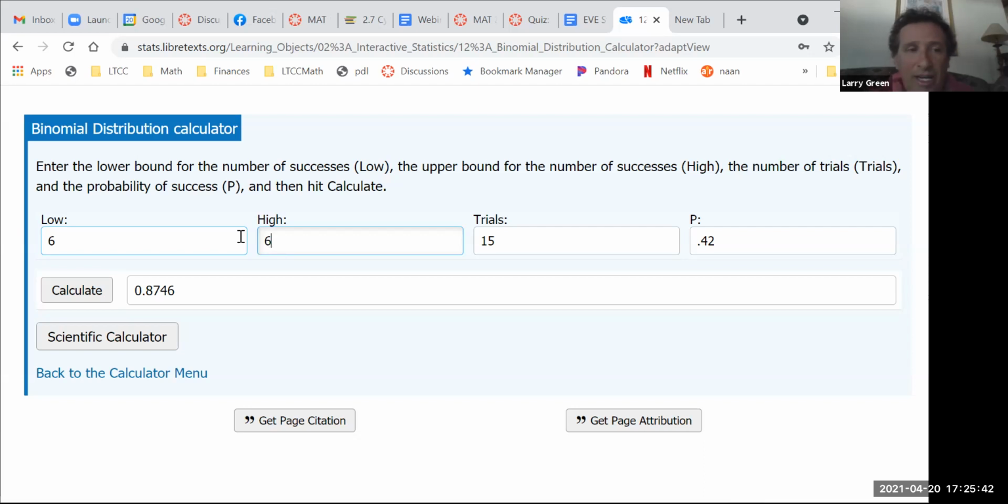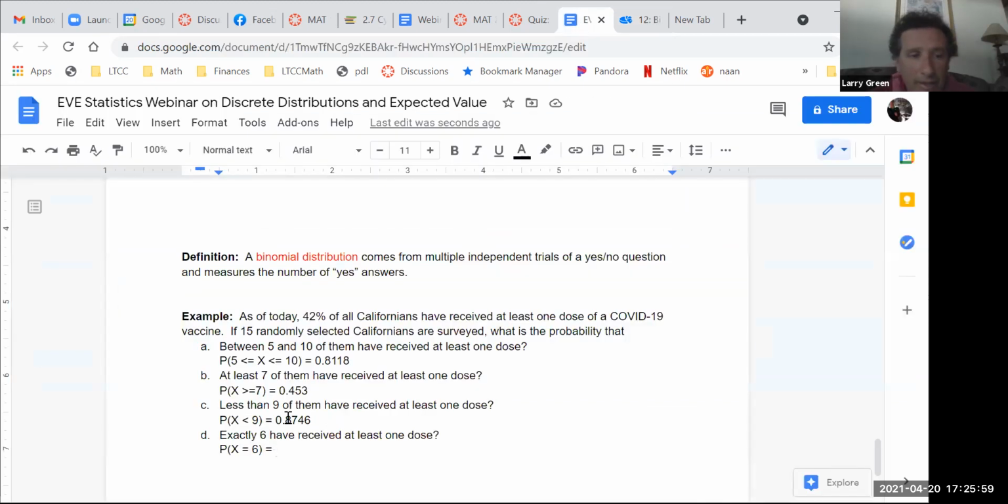Any questions on this example? And you calculate 0.2041. That's that one. There we go. Any questions at all on kind of this example for the binomial distribution?